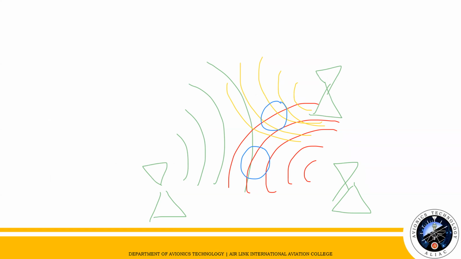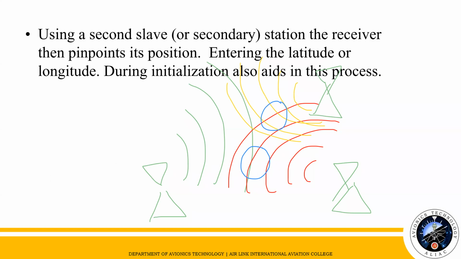So using a second slave or secondary station, the receiver then pinpoints its position. Entering the latitude and longitude during initialization also aids in this process.